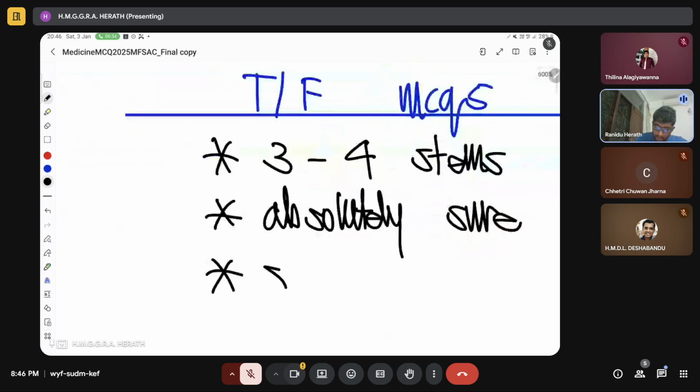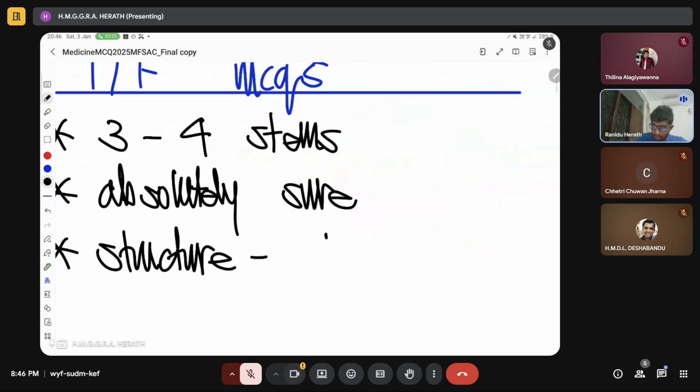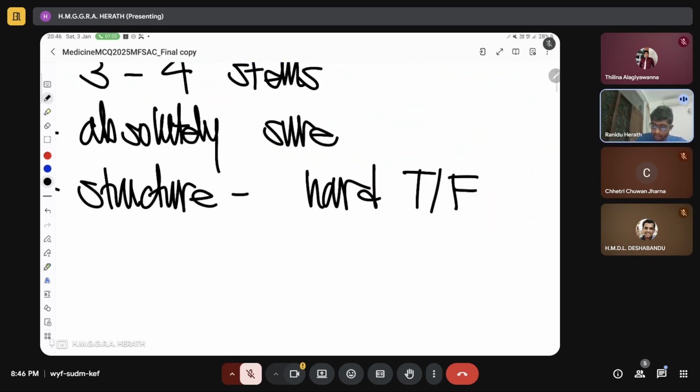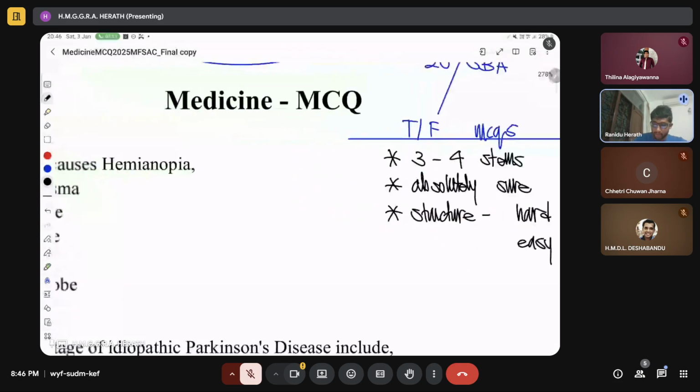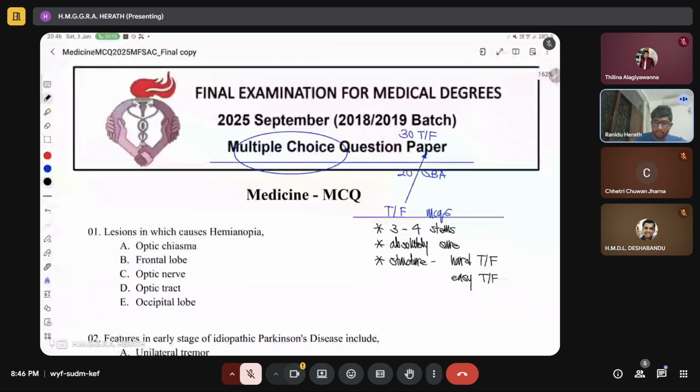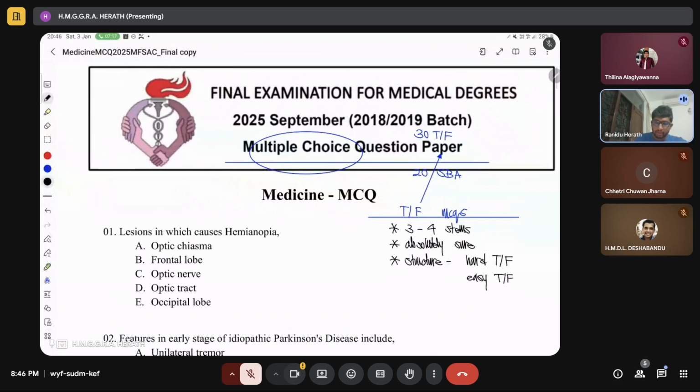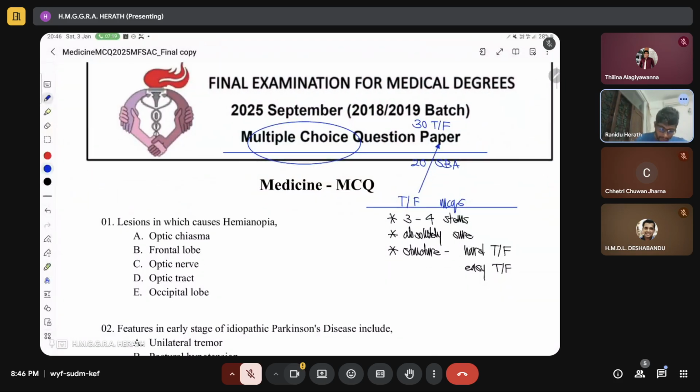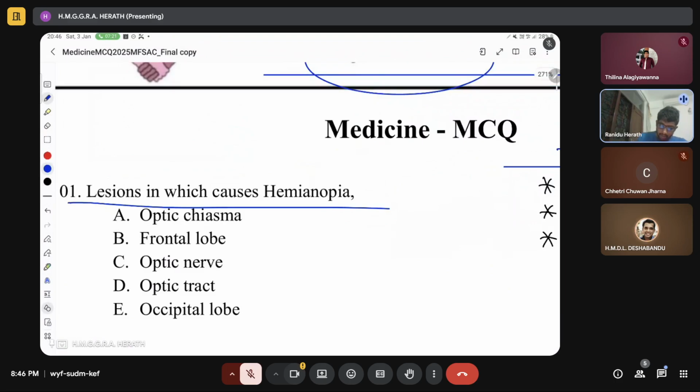The structure of the paper is such that sometimes the hard true false MCQs are in the first part of the paper, and some of the easy ones are in the middle and the end. So don't be disheartened that you are unable to answer the beginning MCQs properly, right? You can of course do well in the later part of the paper. So when you don't know the answer to something, just circle it and go. Okay. So we go to the first MCQ.